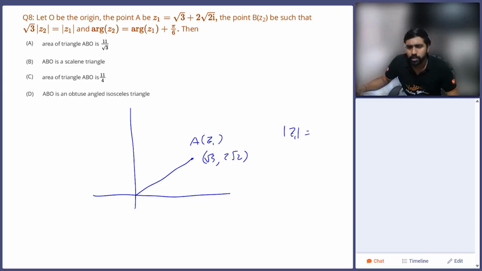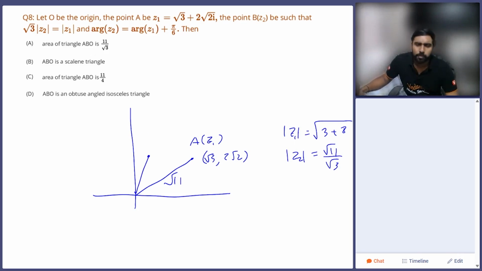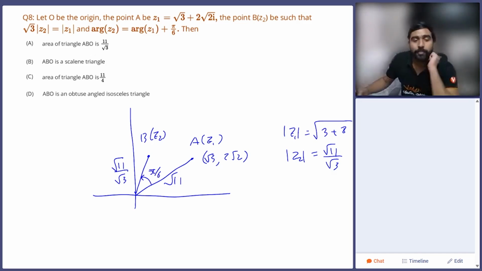Okay, first of all, let's get the modulus of Z1. What is modulus of Z1 equal to? I can say modulus of Z1 is equal to root of 3 plus 8, that's root 11. So I have another Z2 whose modulus is equal to root 11 by root 3. Very well. I have a little smaller one, B, which is Z2, which has a modulus root 11 by root 3. And argument of Z2 is argument Z1 plus pi by 6, meaning that there's a rotation of pi by 6 over here.